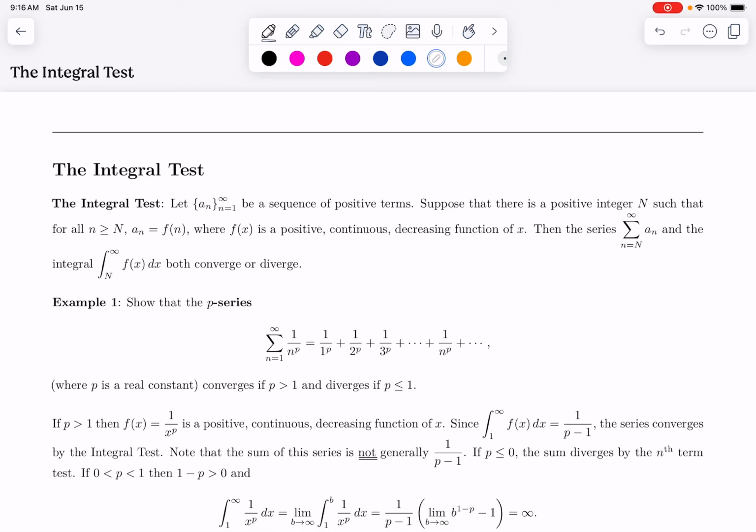So today for my lesson, I'm choosing the integral test, which I find the most interesting type of test to determine whether or not a series converges or diverges. So basically, I would start off with exactly what the integral test is.